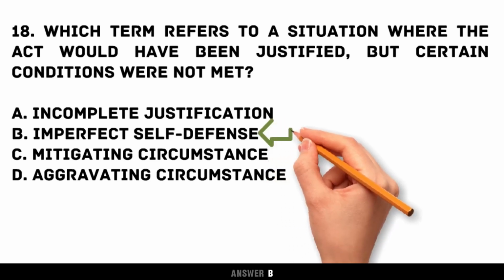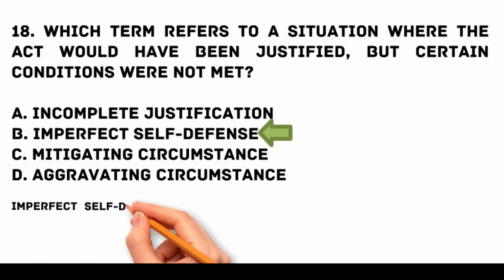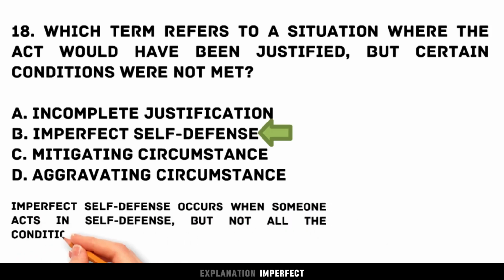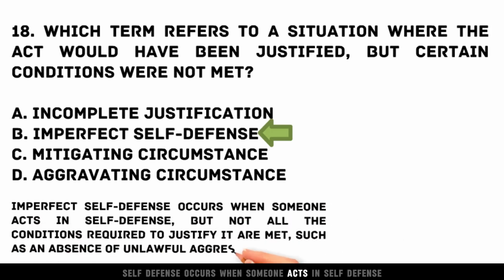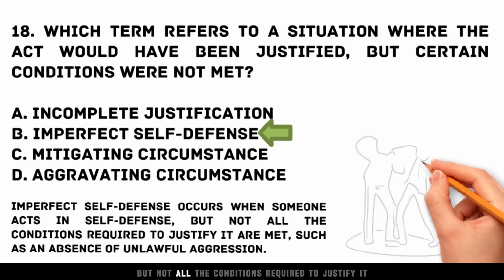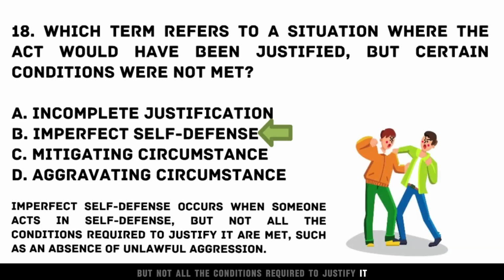Answer: B. Imperfect self-defense. Explanation: imperfect self-defense occurs when someone acts in self-defense, but not all the conditions required to justify it are met, such as an absence of unlawful aggression.